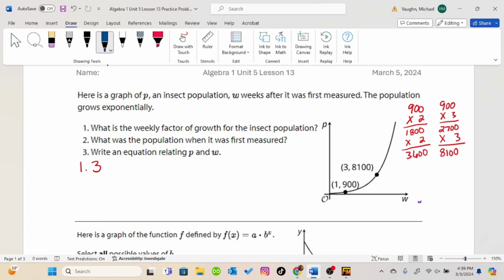Number 2, what was the population when it was first measured? Well, if we're multiplying by 3 as we move to the right, we're going to multiply by the inverse to go left. So we could say 900 times 1/3, and that equals 300. So the population, when it was first measured, was 300.